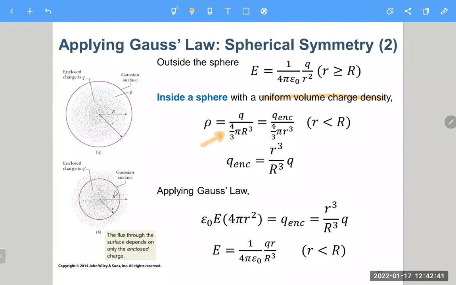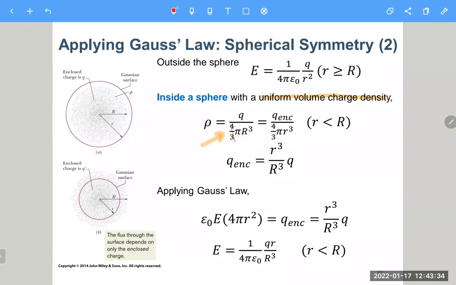And if we consider a Gaussian surface with a smaller radius than this sphere, then it should enclose Q enclosed here, and then we have 4 pi r cubed over 3. This capital R refers to the radius of this sphere, and this small r refers to the radius of the Gaussian surface. So they should equal each other because the charge density is uniform. This is the charge density for the whole sphere. This is the charge density for the inside part. They should equal each other. So we can just find the relationship between Q and Q enclosed.